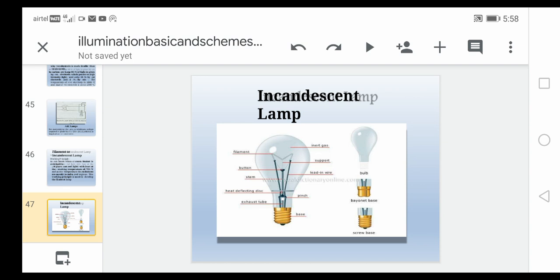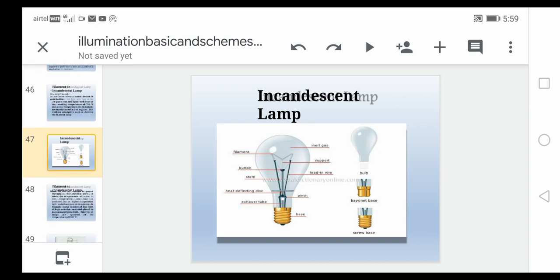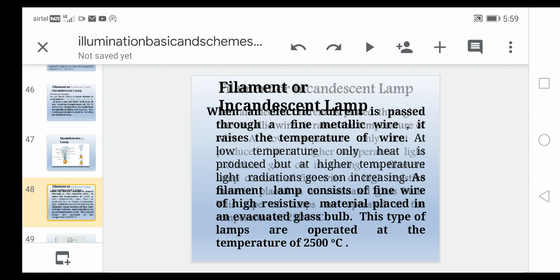We know that this is a bulb, screw, bayonet base, inert gas, support. This is an incandescent lamp, with the filament and all the parts. When an electric current is passed through a fine metallic wire, it raises the temperature of the wire. At low temperature only heat is produced, but at higher temperatures the light radiation goes on increasing.